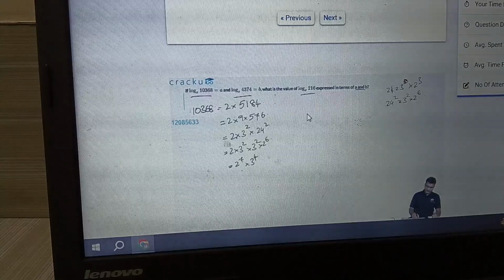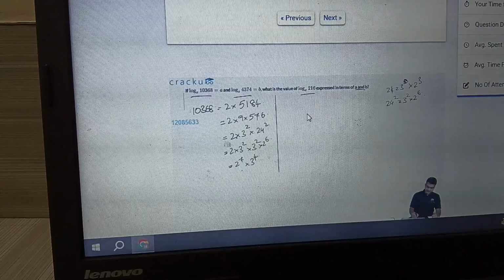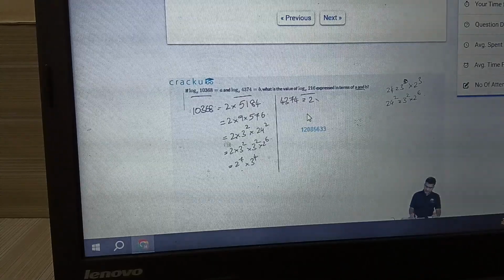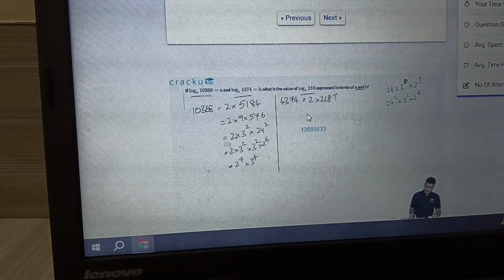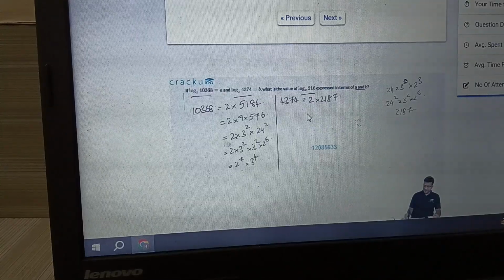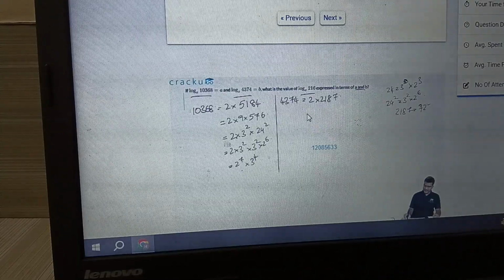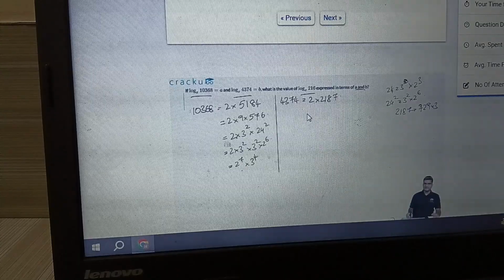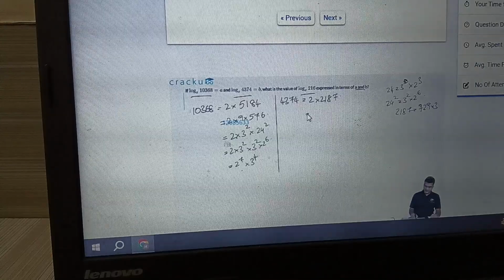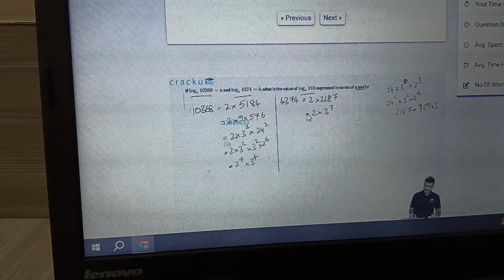Similarly, what is the value of 4374? If you are doing the prime factorization of 4374, this is equal to 2 times 2187. You should immediately recognize that 2187 is equal to 729 into 3. 729 is 3 to the power 6. So 2187 is 3 to the power 7. So this is equal to 2 into 3 to the power 7.